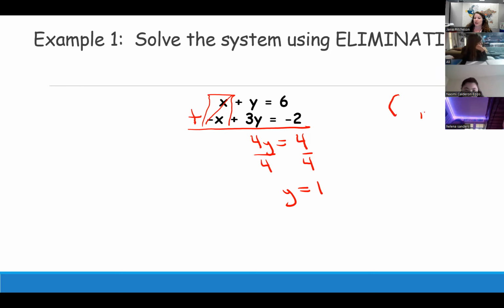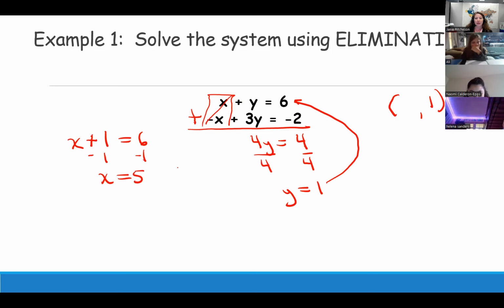So we don't know our x value, but we know our y value is 1. In order to get the x value, I'm going to take either one of my equations and plug in 1 for y. So I'm just going to plug it into the top one. So my top equation says x plus y, and y is 1, equals 6. And now to solve for x, I'm going to subtract 1 from both sides, and x is 5. So my solution is 5, 1. And I just solved this system of equations by eliminating my x's.